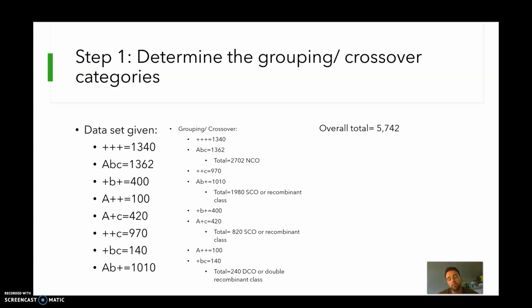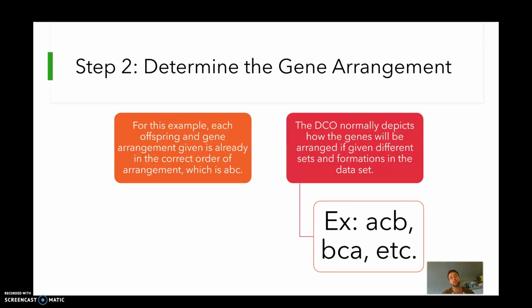So we got a total for one of them as 1980, the 970 plus the 1010, as well as the second one, which is 400 plus 420, which gives us an 820 single crossover group. And the total for all these groups is 5,742 again. So then we go to the next step, which is determining the gene arrangement. And in this, we would normally look at the double crossover group, and that would depict how the genes would be arranged with a given data set.